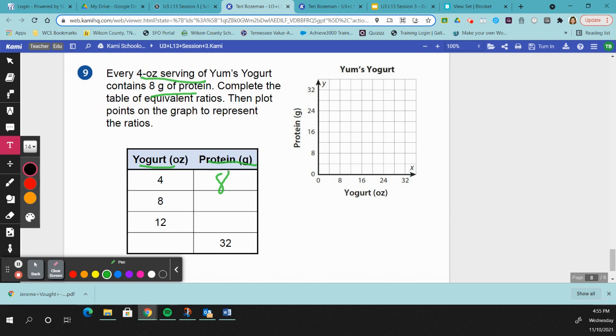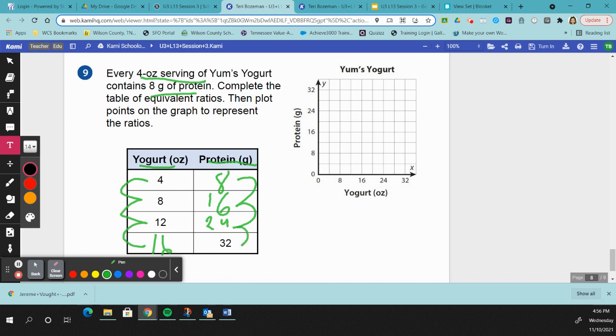Now we can use that to figure out equivalency, right? So to get from 4 to 8, I multiply times 2. 8 times 2 is 16. And I could keep going in that way. Or I can use my adding. 4 plus 4 is 8. 8 plus 4 is 12. 12 plus 4 is 16. And then the same over here, but I'm starting with 8. 8 plus 8 is 16. 16 plus 8 is 24. And then 24 plus 8 would be 32.